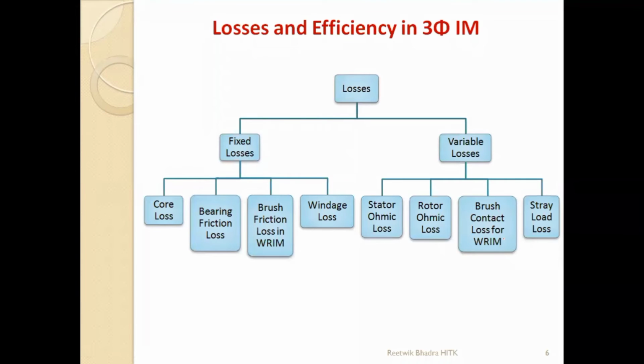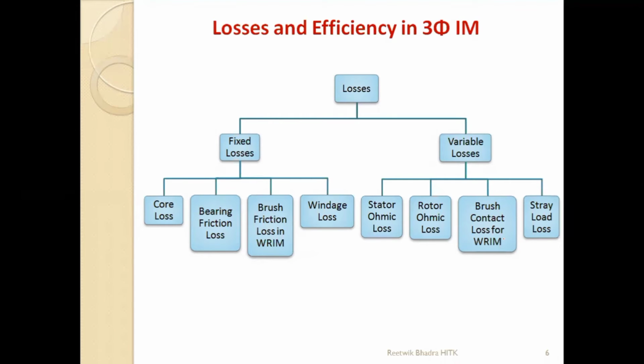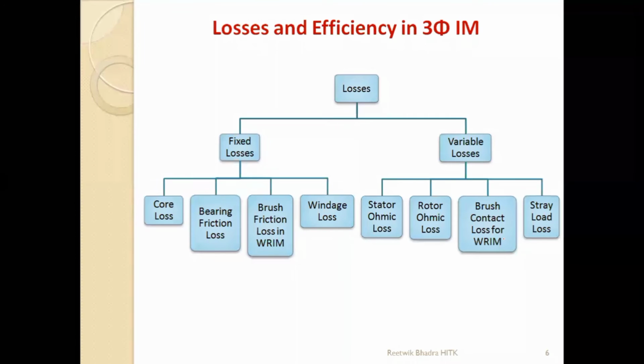Now we'll classify the losses. What are the different types of losses? If you think about a rotating machine or any machine, there will be two types of losses: fixed losses and variable losses. Fixed losses appear in the magnetic core. Variable losses occur in the resistances, and maybe the brushes, if brushes are present.